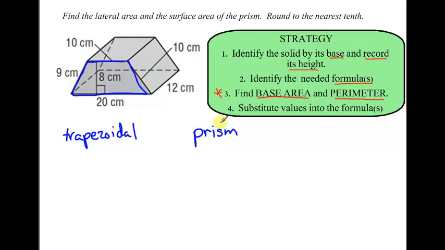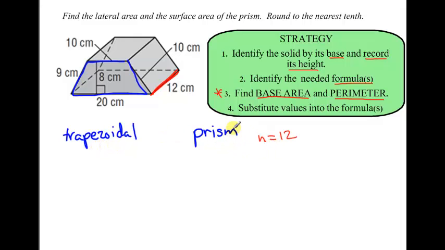Now before we finish this, we're going to want to make sure to identify what the height of that prism is. So how far is it from one base back to the other base? We're going to pull it off right here, and I'm going to make a note that the height of this prism is 12. That will come in handy a little later. Okay, so that's step 1. We've identified the solid by its base and we've recorded its height.